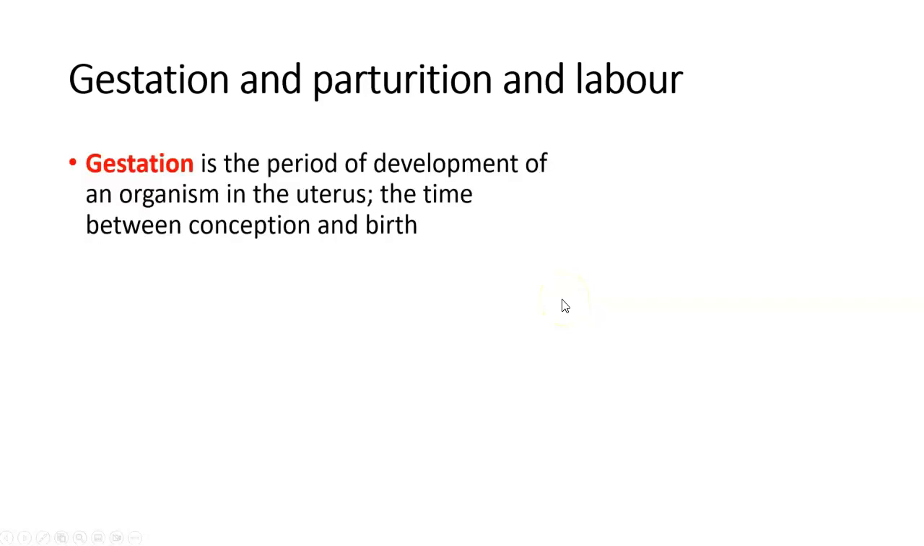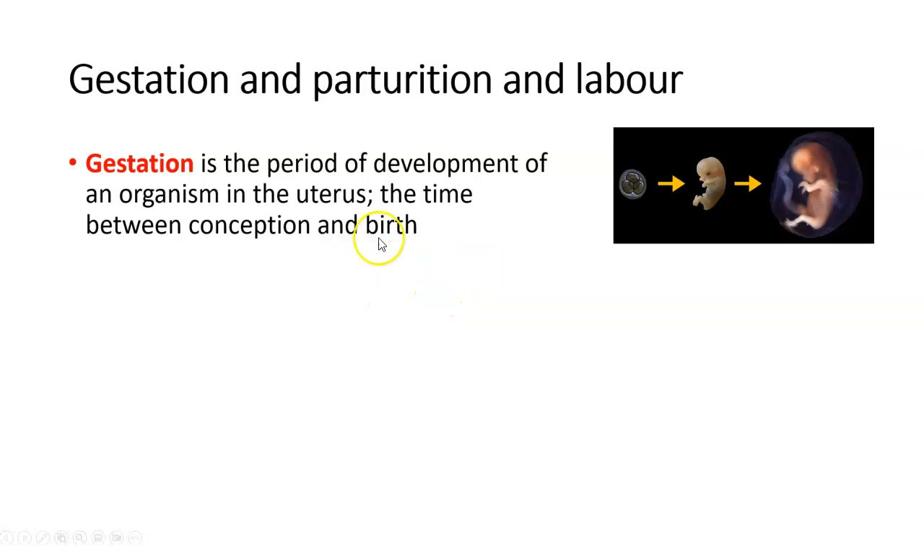So, when we look at birth, there are 3 stages as we've mentioned, and there are some key words that you need to understand. The first one is gestation. Gestation is the period of development through which the fetus, human fetus in this case, is developing inside the uterus. It is typically classed as the time between conception and birth. So that's right from being a zygote to being born.